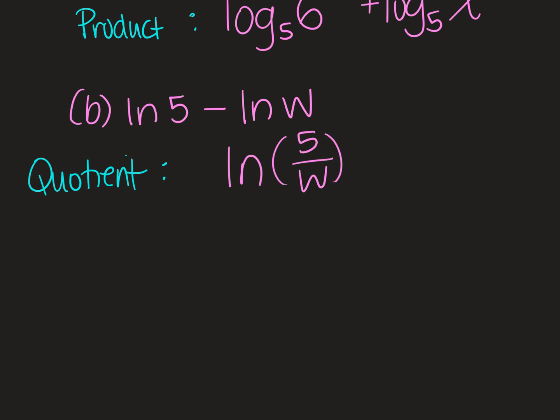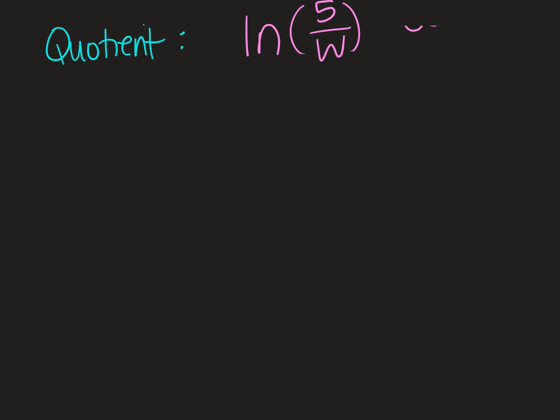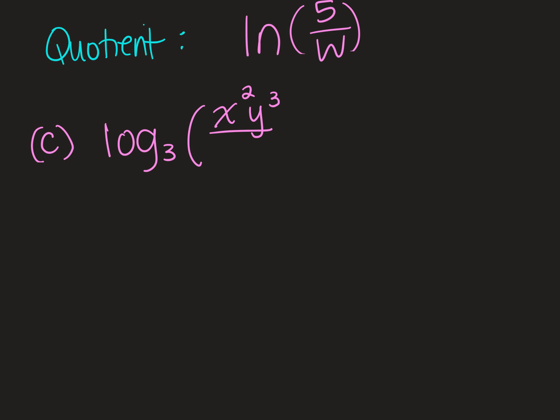So that's just a couple of relatively easy ones. I want to try 2 challenging ones, and then we'll wrap up. Kind of getting used to the properties a little bit with the evaluating. Let's try a couple of challenging rewrites. So if I gave you something like this, log base 3 of, and then this big old fraction, x squared times y cubed over w to the 4th.